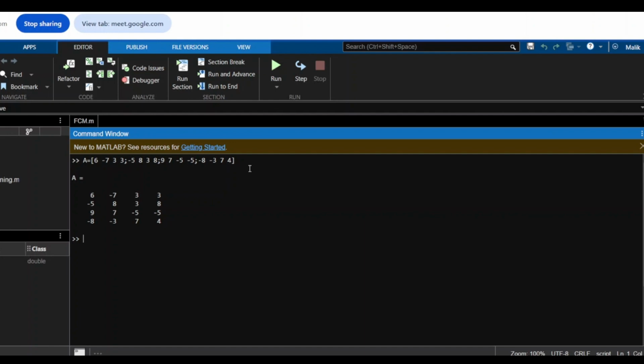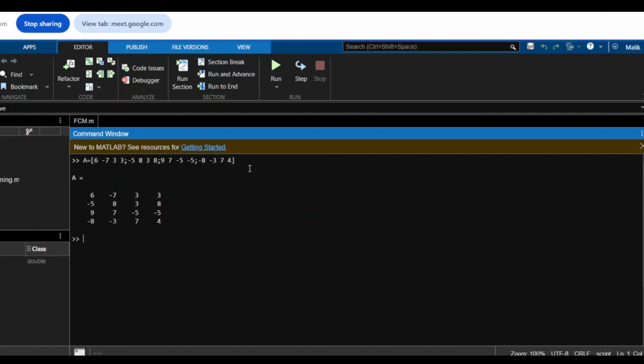Now, here the second row first element is 5, isn't it? It's not clearly visible. No, it is minus 5, I have written. I think there is some network issue, but it is minus 5. Okay, then it's okay.